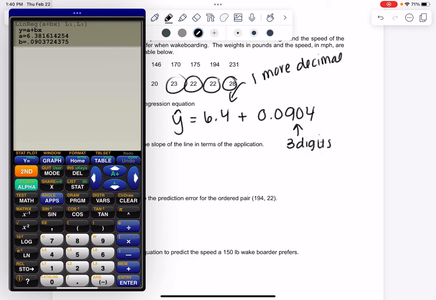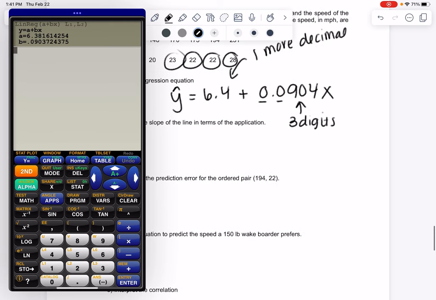You can always add more if you're not sure. These don't count, so the 904 are my 3 digits. And then x. All right, let's answer a few questions and be done. And then remember, if you don't have R and R squared, it means your diagnostics aren't on.